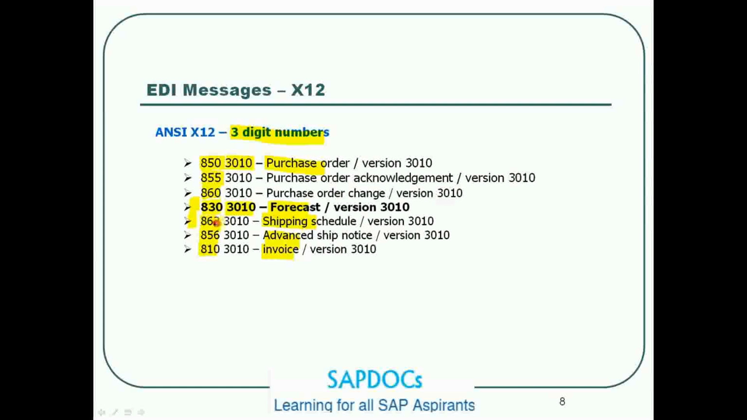The 862 you send in conjunction with the 830 to tell the supplier, I sent you a forecast, can you ship that particular part with this quantity on this given date? So forecast and shipping schedule often go together. But in some cases, some customers may choose to use only the 830 by itself. And with the 830, there are ways to tell the suppliers which dates are good for shipping.